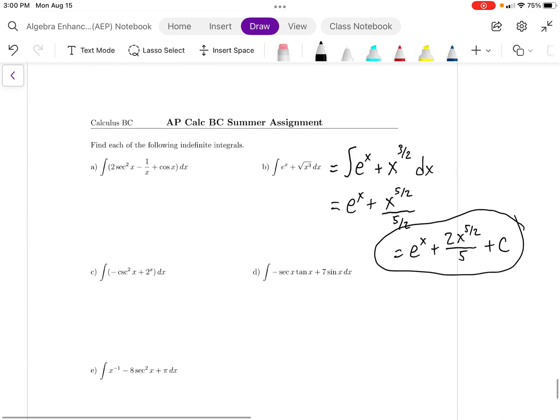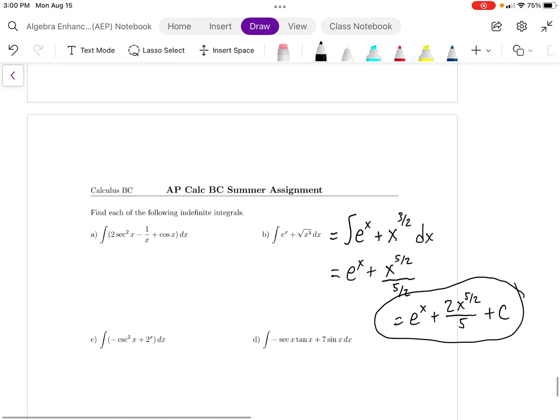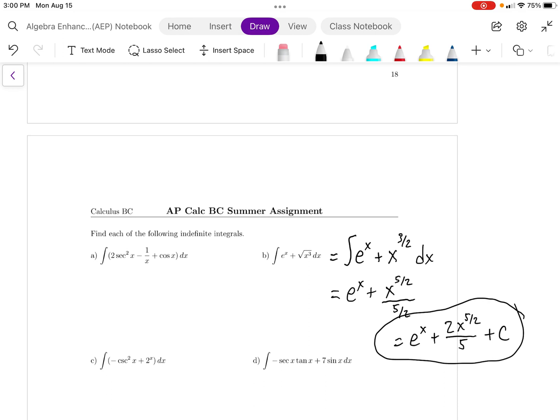So again, all the integral rules are here. If you have any questions on any of these, please feel free to message me on Teams.